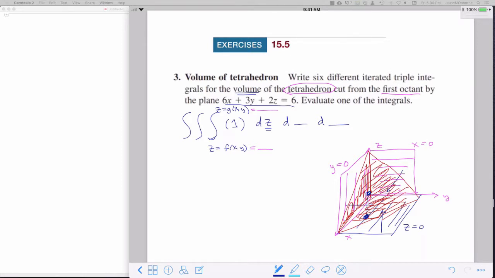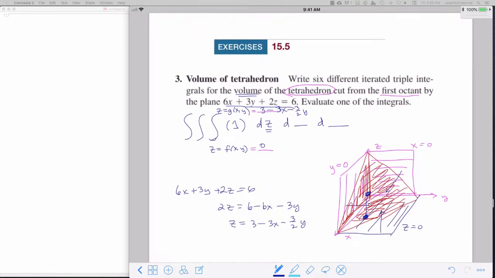That means that z is going to go from 0 up to, solve this plane, 6x plus 3y plus 2z equal to 6. Solve for z to get 3 minus 3x minus 3 halves y. So that's what you would put here for the top: 3 minus 3x minus 3 halves y.